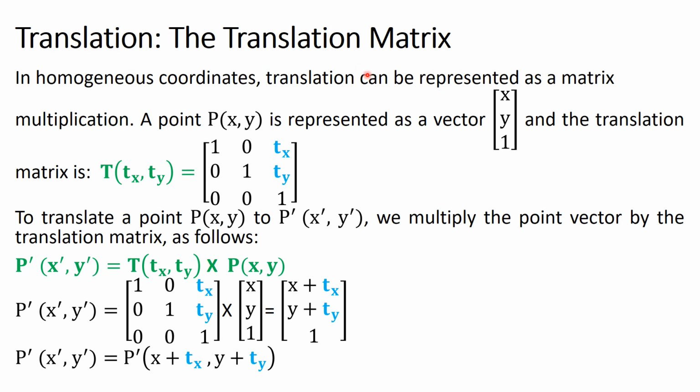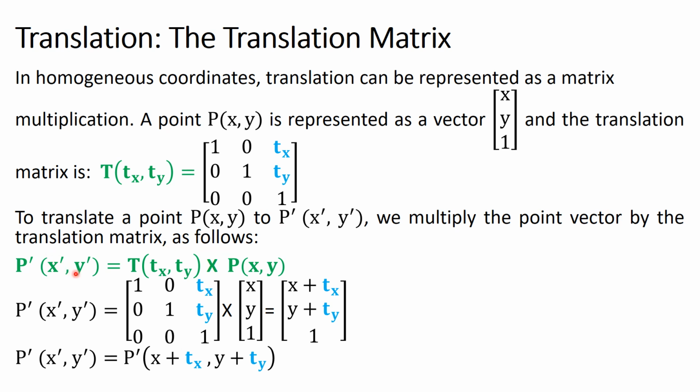The translation matrix. In homogeneous coordinates, translation can be represented as a matrix multiplication. A point P of x and y is represented as a vector x, y, 1, and the translation matrix is T of tx and ty equals 1, 0, tx, 0, 1, ty, 0, 0, 1. To translate a point P of x and y to P dash of x dash and y dash, we multiply the point vector by the translation matrix as follows.